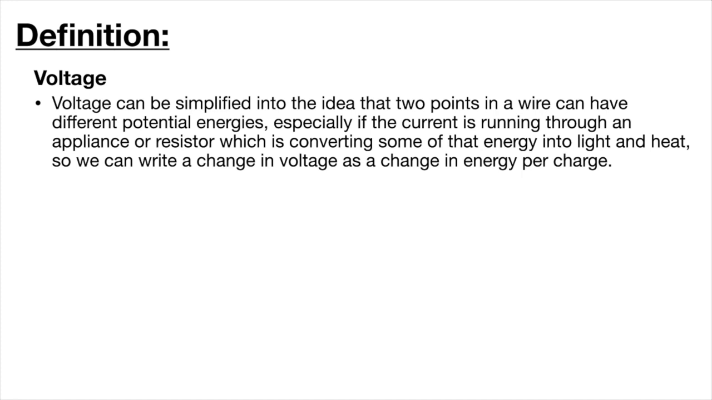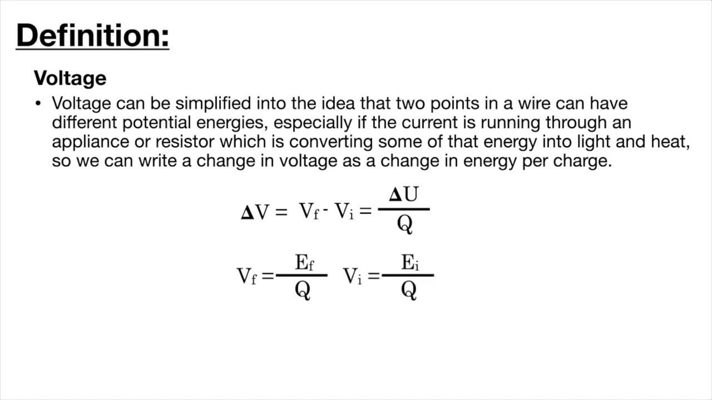So we can write a change in voltage as a change in energy per charge. This gives us a formula like the difference in potential, delta V, is equal to the final voltage minus the initial voltage, which is the change in potential divided by the charge. The final voltage can be written as the final energy divided by the charge. The initial voltage is equal to the initial energy divided by the charge.